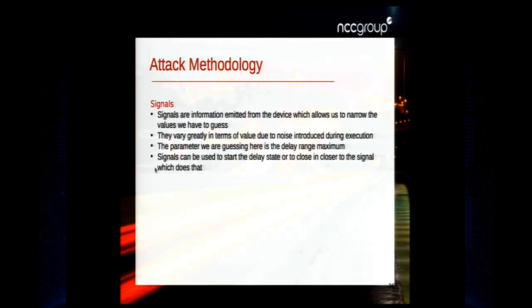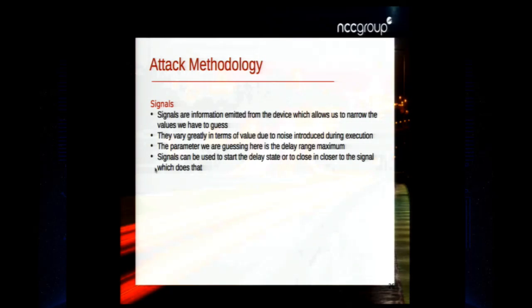So now with signals. What I mean by signal is information emitted by the device which gives you a hint about the internal executing state. And these signals can vary in value quite greatly because of noise introduced during execution or just the general quality of the signal that you're choosing. The parameter that we're guessing here really is the maximum delay range. I'm going to get more into the glitching parameters a bit later, but we want to make sure that the delay range is as small as possible.